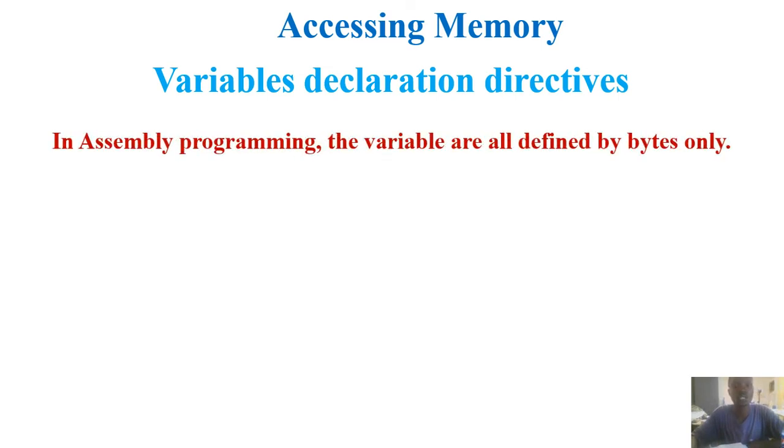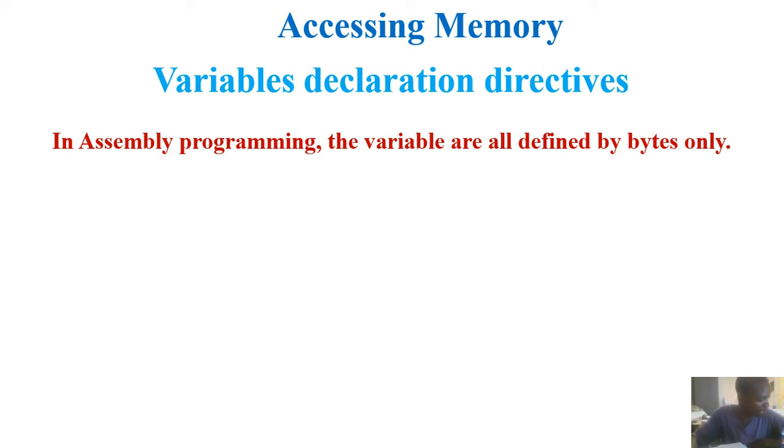Let's now look at variables, variable declaration, or the directives that are used to declare variables and what they mean. So in assembly programming language, variables are defined or declared by bytes. This means that whenever we are declaring a variable in ALP or assembly language programming, we use bytes to state the size of our variable.